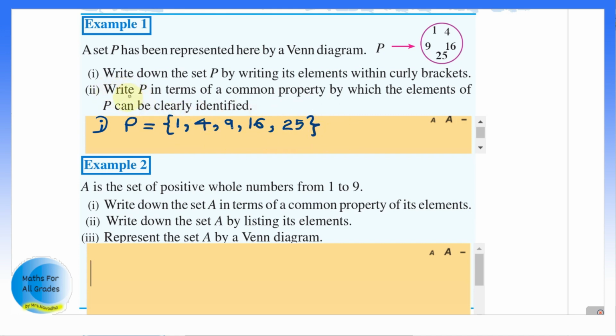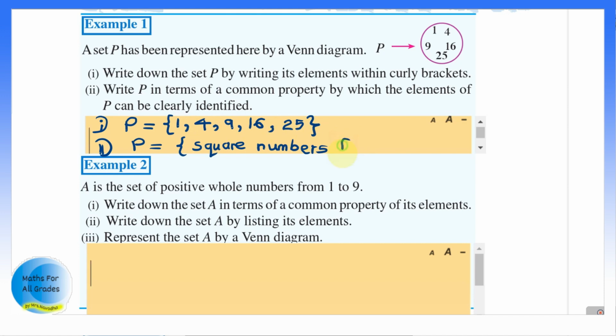Problem number 2. Write P in terms of a common property by which the elements of P can be clearly identified. So they are asking to write it in descriptive method. So you know these are the square numbers. So we can write it down. P is a set of square numbers. Next, you have to mention the range of these square numbers. It starts with 1 and ends with 25.